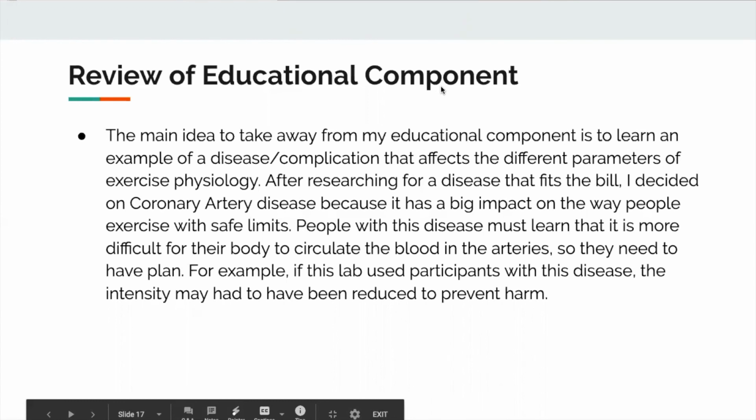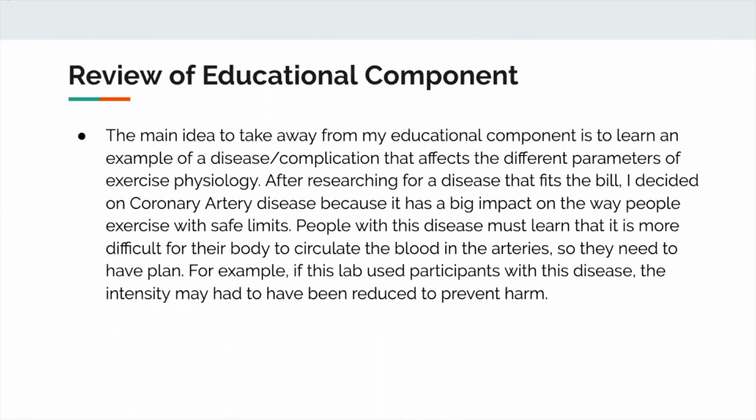Okay, so to review my educational component, the main idea to take away is to learn an example of a disease or complication that affects the different parameters of exercise physiology. After researching for a disease that fits the bill, I decided on coronary artery disease because it has a big impact on the way people exercise within safe limits. People with this disease must learn that it is more difficult for their body to circulate blood in the arteries, so they need to have a plan. For example, if this lab used participants with this disease, the intensity may have been reduced to prevent harm.